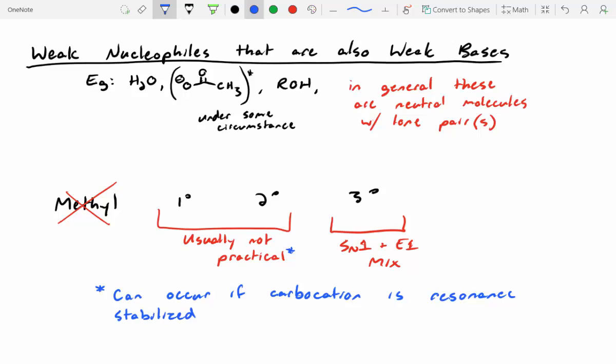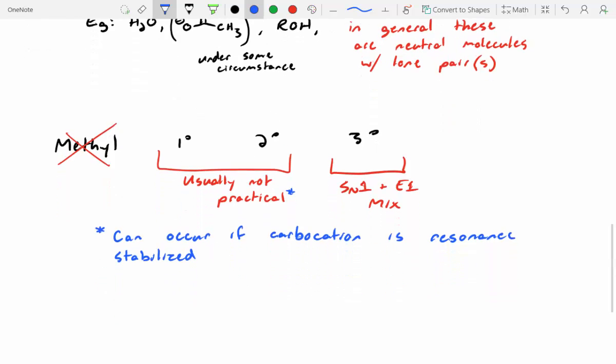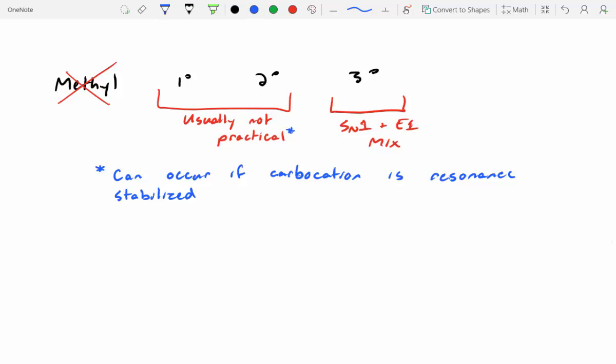What's another situation where these can occur? Yeah, some sort of rearrangement. I heard somebody say that in the back. So if you can rearrange into a more stable carbocation, these sometimes can be observed. Specifically, if you can rearrange into a tertiary carbocation or a resonance stabilized carbocation. So these can occur if the carbocation is resonance stabilized or if it can rearrange into a more stable carbocation.